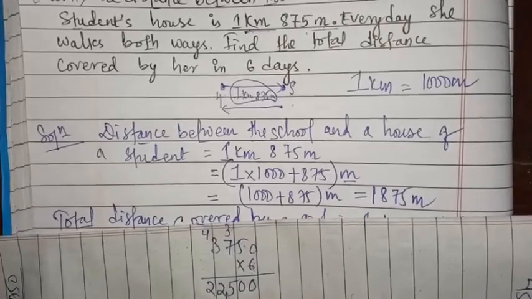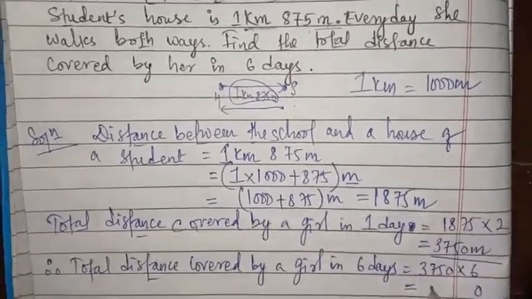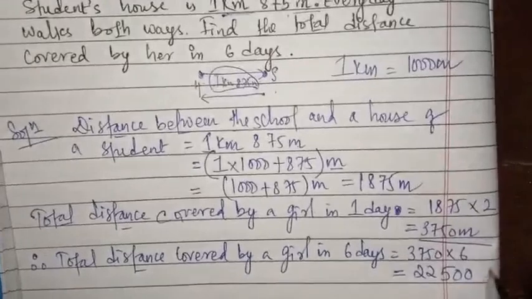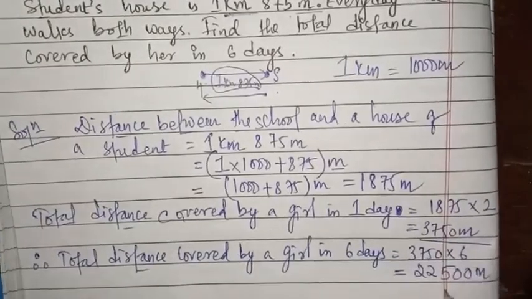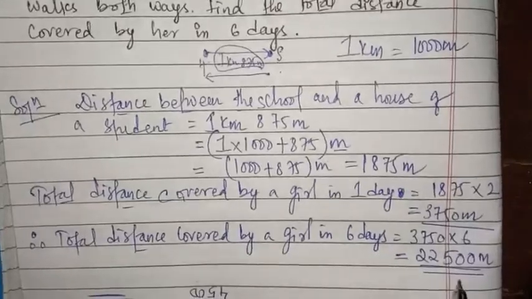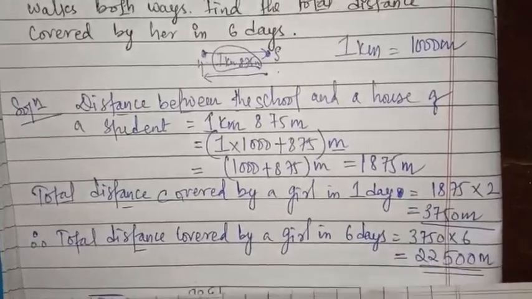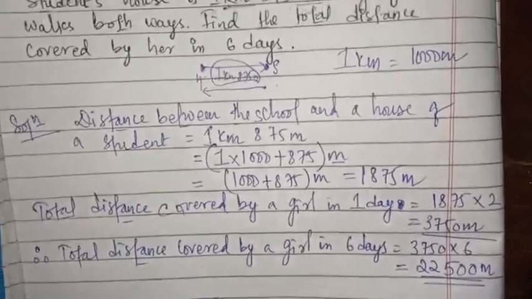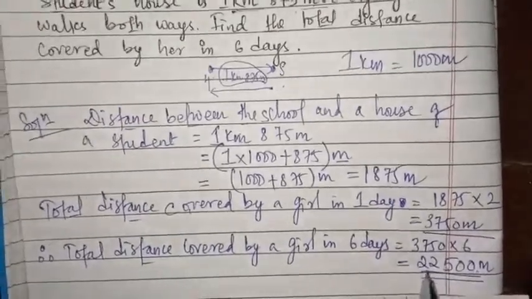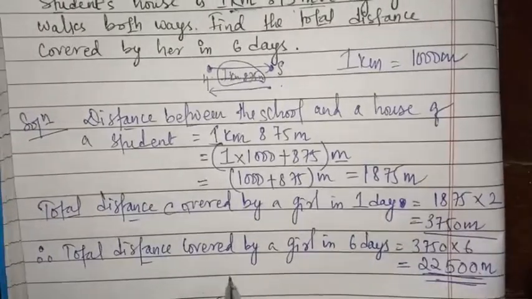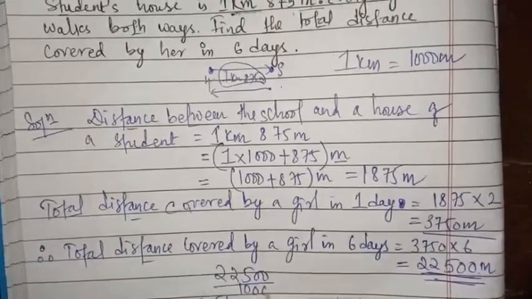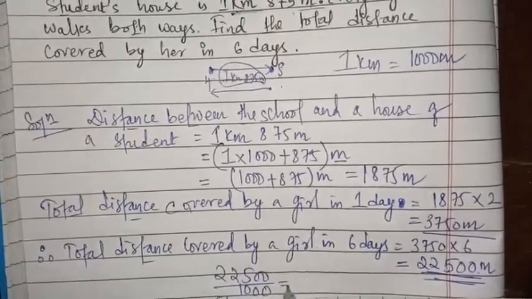Okay, 22,500. It is 22,500, right? So this is the total distance covered by a girl in 6 days. Okay, so you may write this value in meter form like this, or you may write this in the form of kilometer and meter. So this value can be written in the form of kilometer and meter by dividing with 1000.